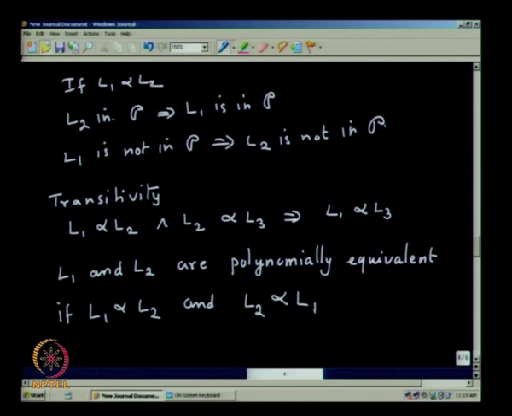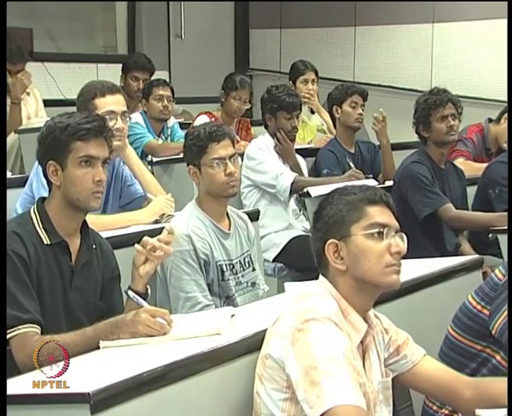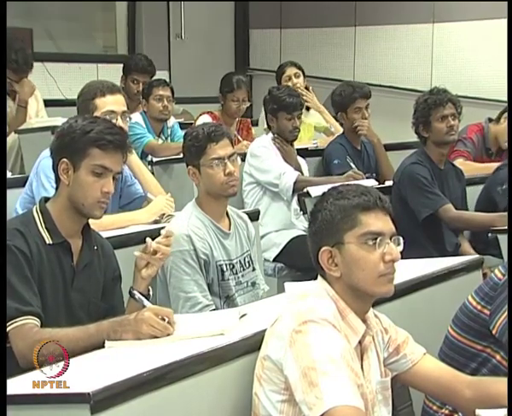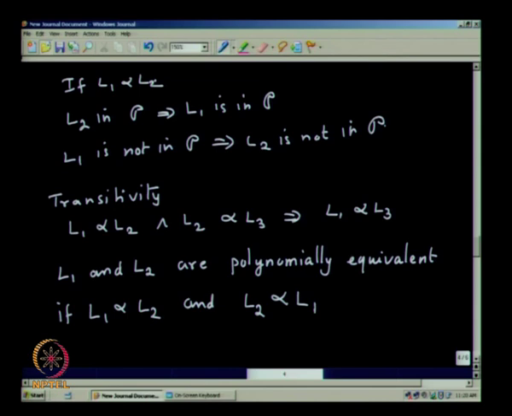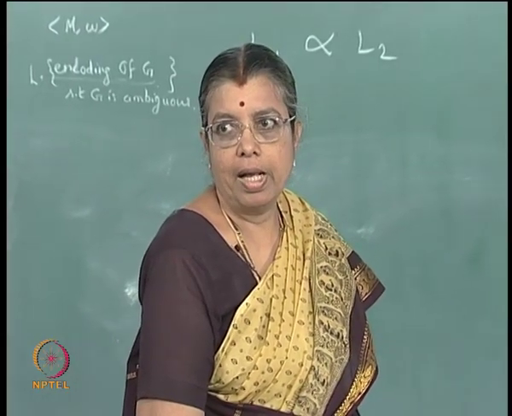then if L2 is in P, then L1 will be in P, because L1 you can polynomially transform to L2 and you can accept L2 in polynomial time. If L2 is in P, that means L2 can be accepted by a deterministic Turing machine in polynomial time. L1 can be accepted by a deterministic Turing machine in polynomial time, because from L1 you can convert it to L2 and then accept L2 in polynomial time. This is also polynomial and acceptance of L2 is also polynomial. So, L1 can be accepted by a deterministic Turing machine in polynomial time.